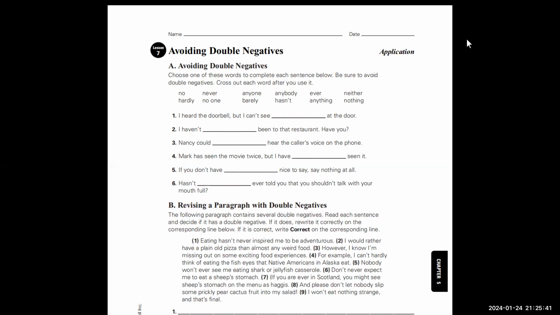Hasn't... You try to read the whole sentence so that you will understand what's missing. Hasn't anyone ever told you that you shouldn't talk with your mouth full? Yeah, that's correct. Anyone. Okay, that's correct. All correct answers. Very good.